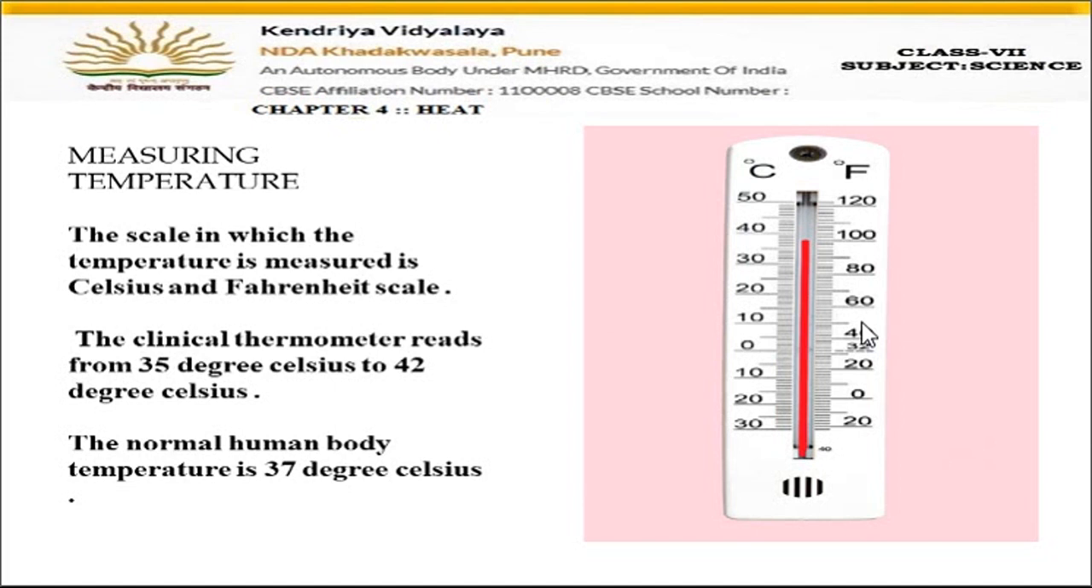And if we talk in the Fahrenheit scale, then the normal temperature of the human body is 98.6 degrees Fahrenheit. Fine. You might have observed at your home that if the temperature rises from 98.6, if it comes to 99 or 100, then what is the conclusion? That the person has fever.